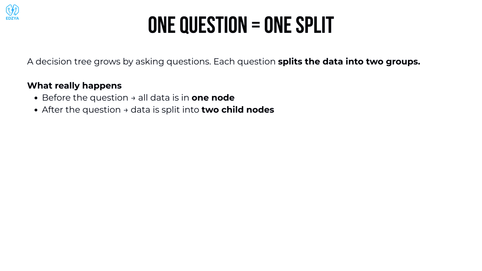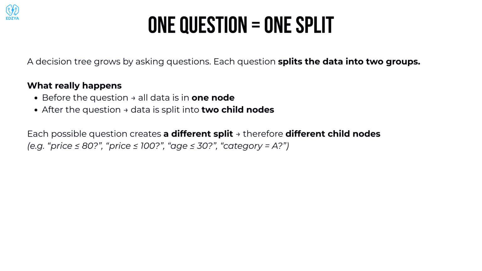A decision tree grows by asking questions. Each question splits the data into two groups. Before the question, all data sits together in a single node. After the question, the data is divided into two child nodes. Every possible question creates a different split in different child nodes. For example, you could split on price, age, or category, using many thresholds.